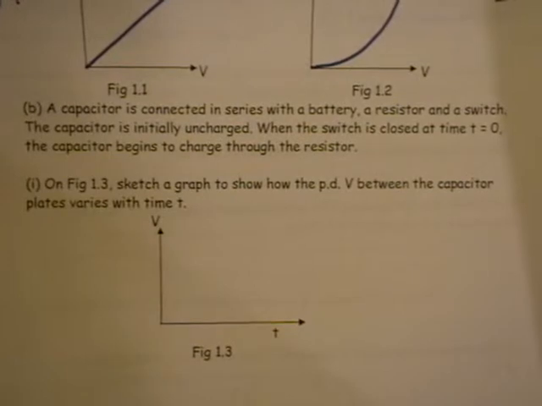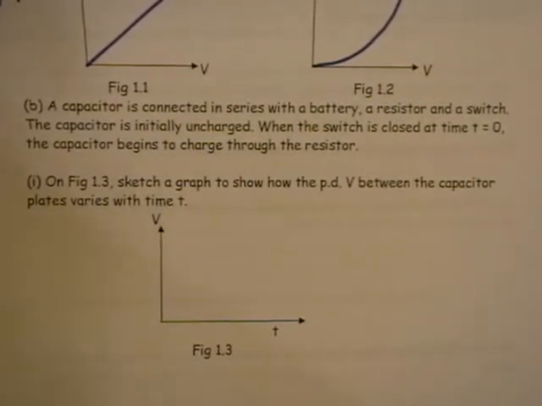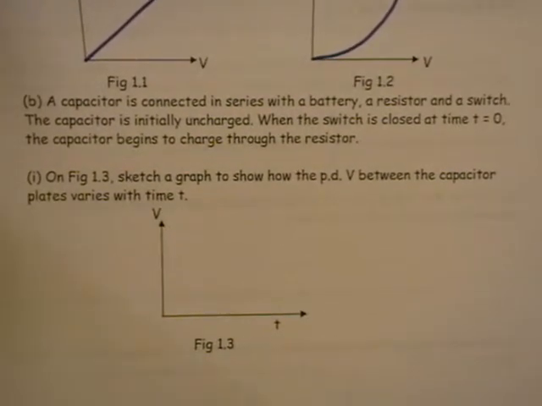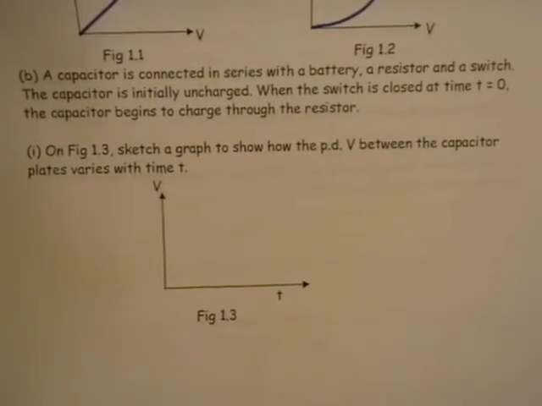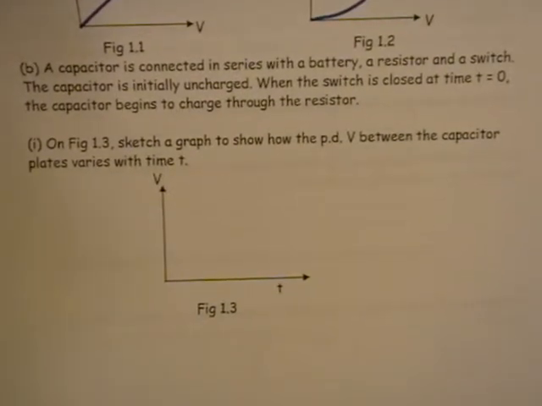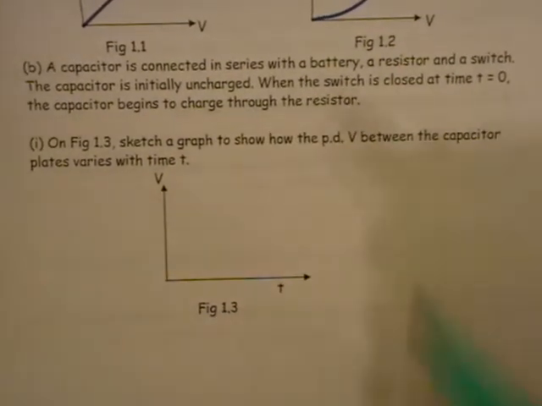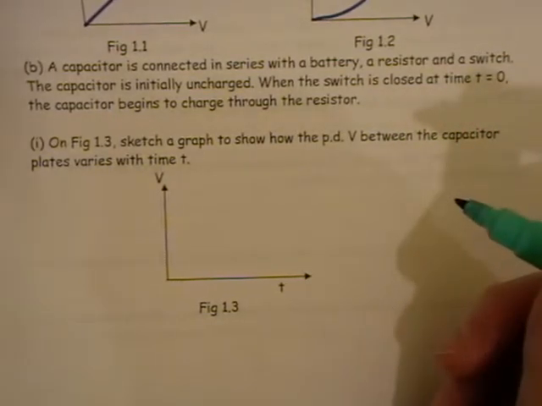A capacitor is connected in series with a battery, a resistor and a switch. The capacitor is initially uncharged. When the switch is closed at time t equals 0, the capacitor begins to charge through the resistor. On figure 1.3, sketch a graph to show how the PD between the capacitor plates varies with time. So obviously as the switch is closed, there's going to be a voltage.